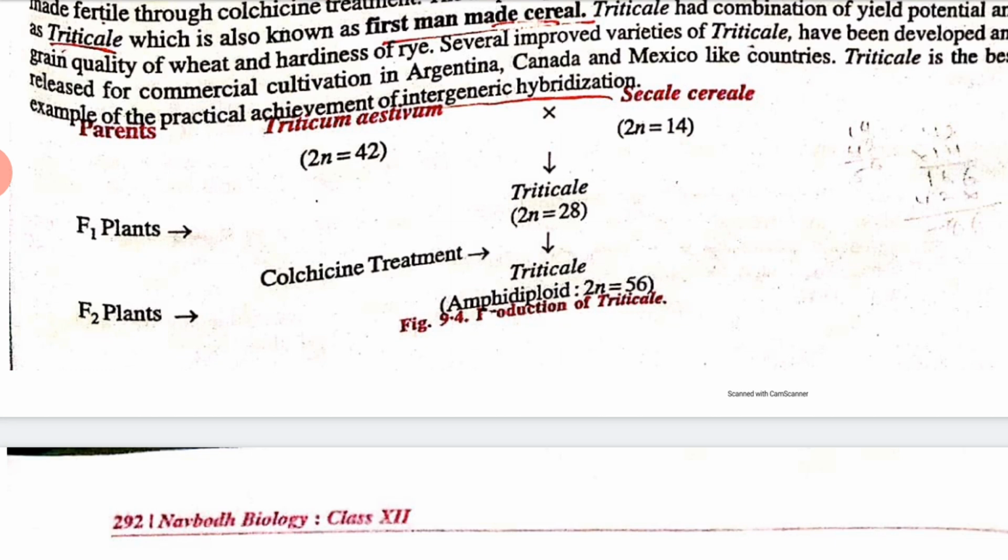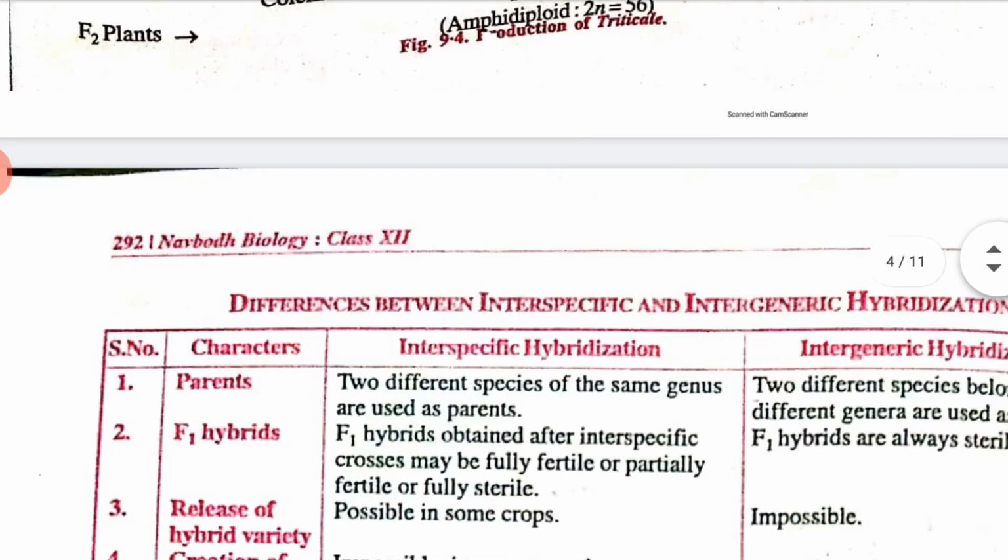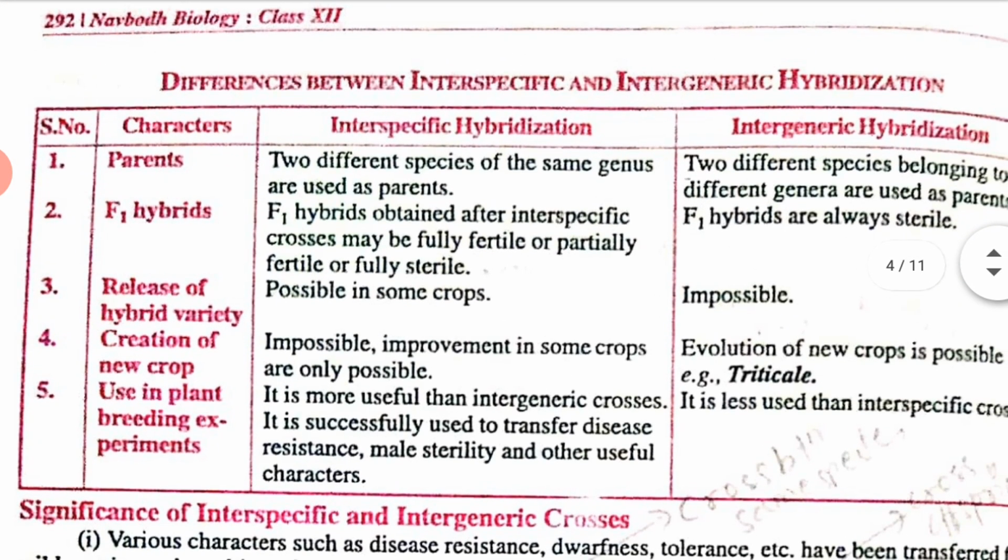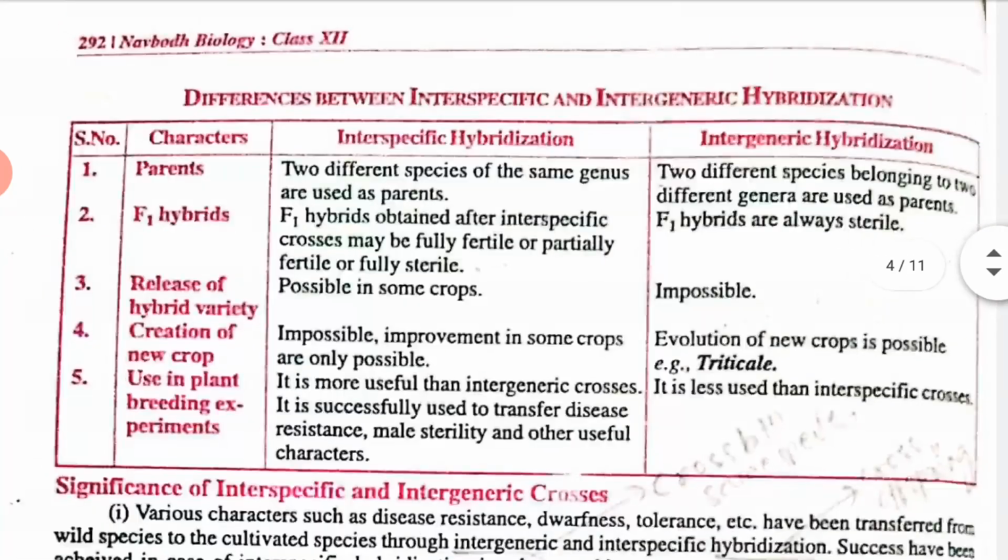So these are basically the three types of hybridization. In this table you can see the difference between intraspecific and intergeneric hybridization. Now the significance of intergeneric hybridization: what are the basic significances? There are two useful examples of intergeneric hybridization. The first is triticale and another example is the maize-tripsacum cross. We have already seen this example, right?